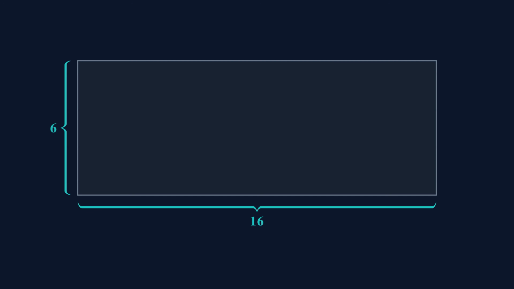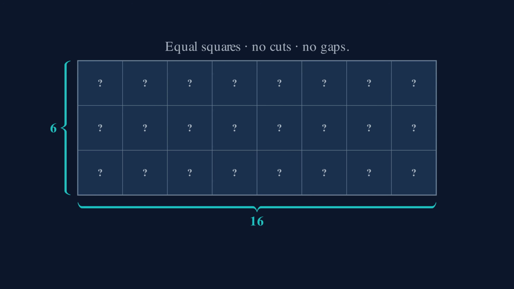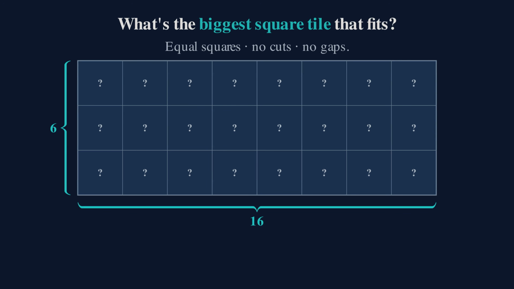Imagine a rectangular room. It's 16 units long and 6 units wide. Now, we want to cover the whole floor with square tiles, all the same size. No cutting tiles to fit, and no gaps left over. So here's the puzzle. How big can each tile be? What's the biggest square that still fills the floor exactly?